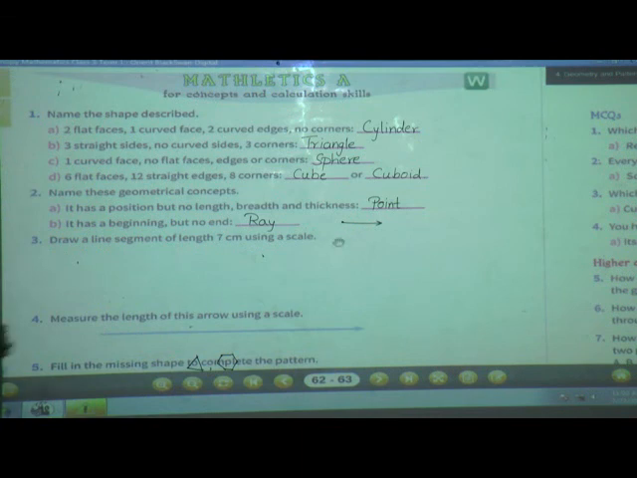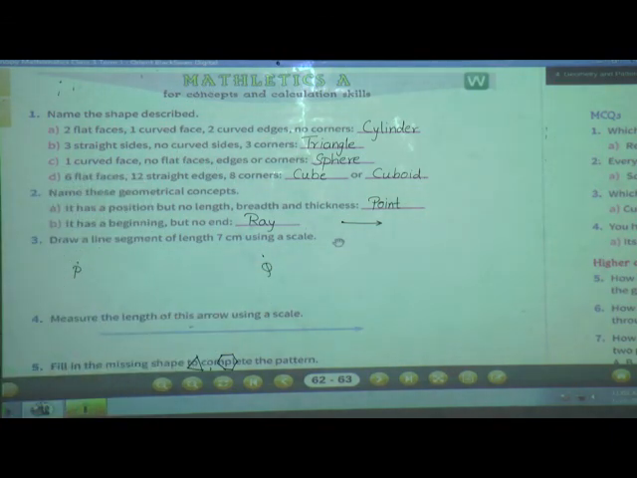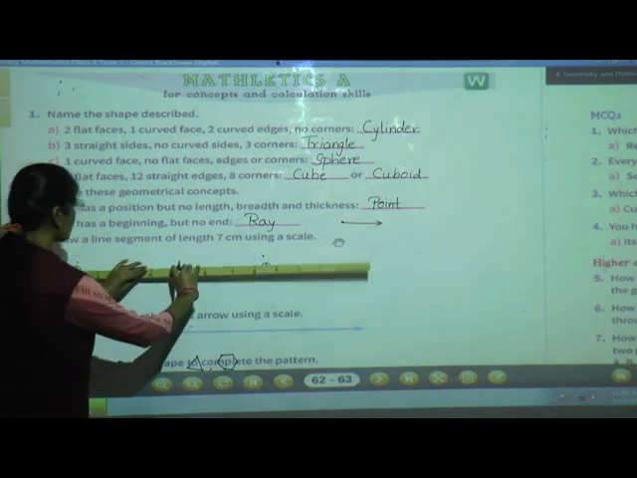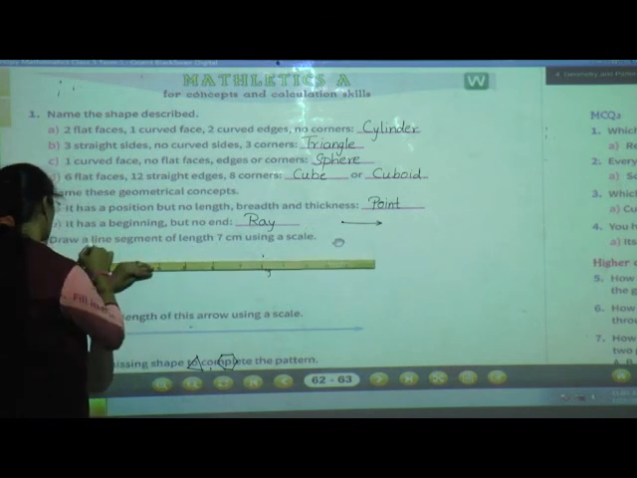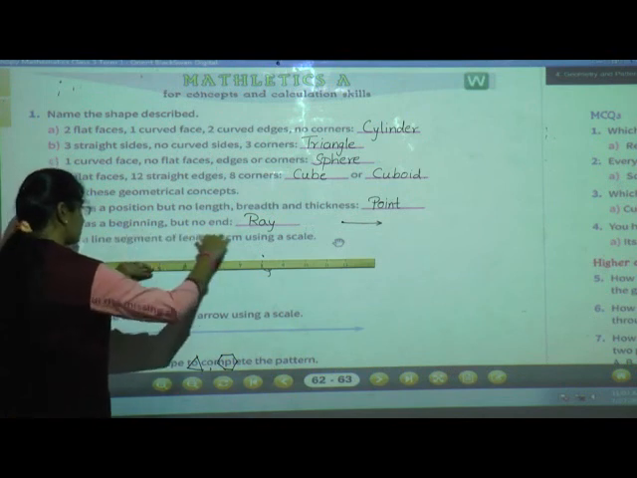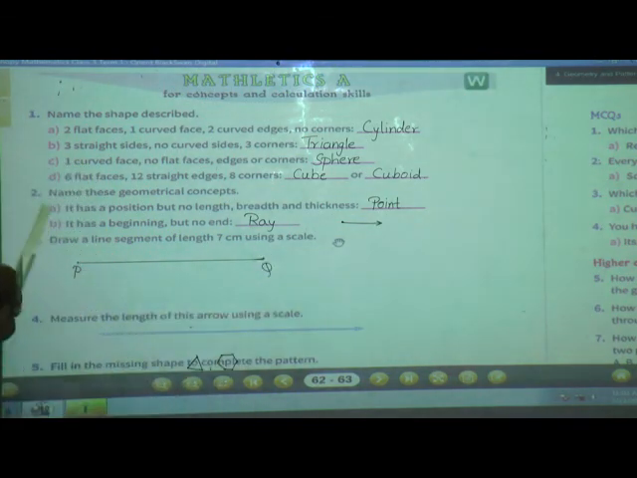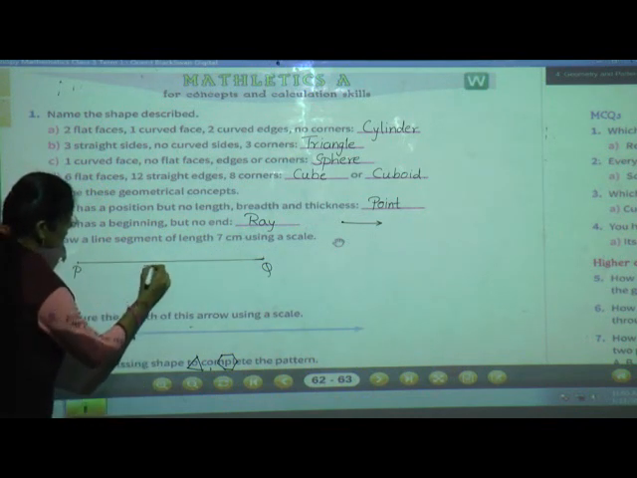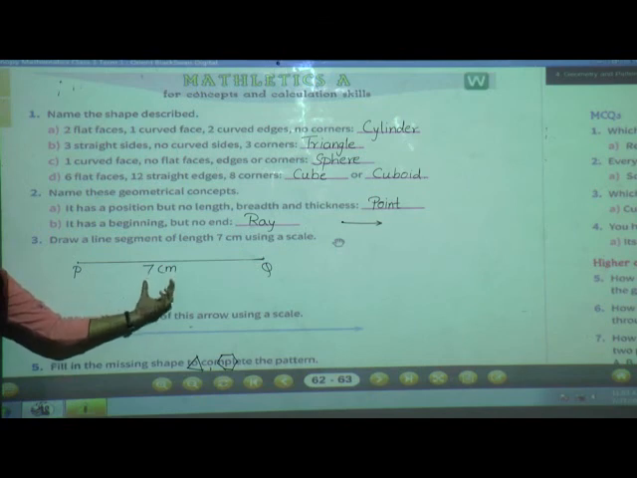Now what you have to do? We will first name these 2 points. Then with the help of the scale only, we will join these 2 points in this way and draw a line segment. So in this way we can draw a line segment using our scale, and here we should write 7 cm, that is the measurement of line segment PQ, 7 centimeter.